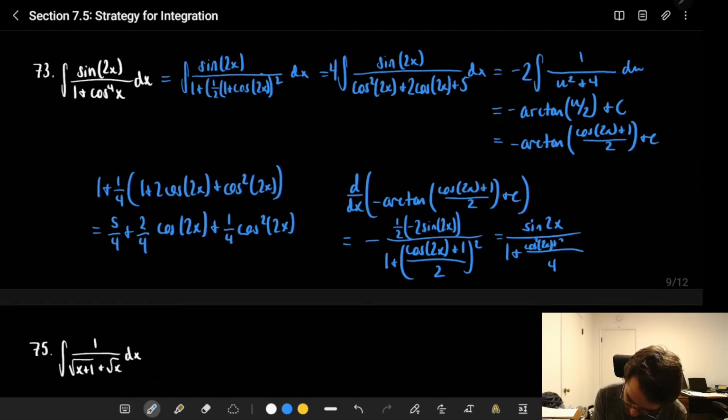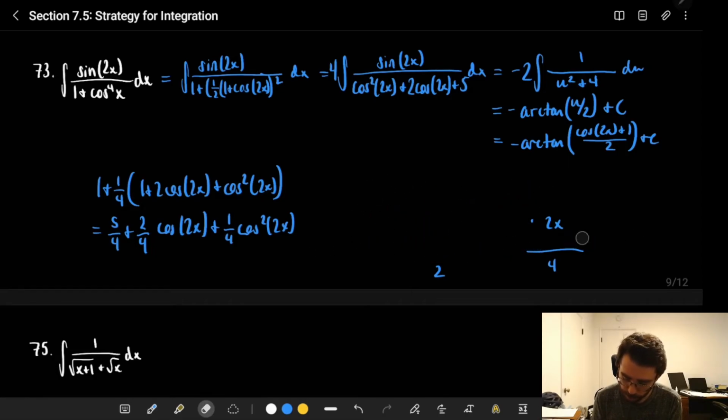Cosine squared plus 2 cosine 2x plus 1. Yeah, okay, so it's hard to check this way because you need a trig identity, but maybe I'll check off screen real quick. Yeah, so it's good. You can even simplify your answer even more, which I noticed once I plugged it into an integral solver. You can write it like this.